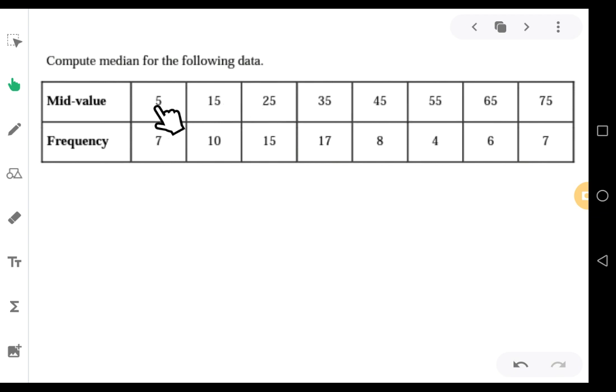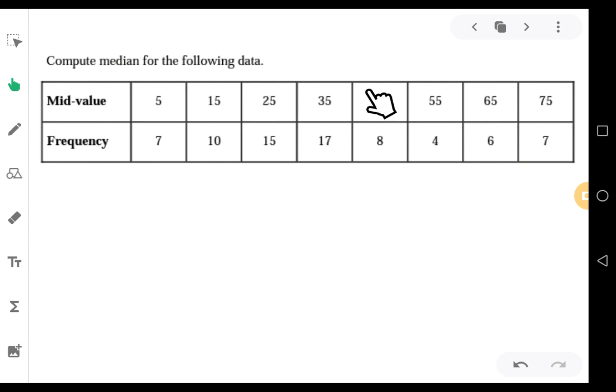If you see 5, 15, there is a difference of 10. Again 15 to 25, there is a difference of 10. 25 to 35, again 10 difference. 35 to 45 also 10 difference. 45 to 55, again a difference of 10. 55 to 65 also a difference of 10. And 65 to 75 also a difference of 10.